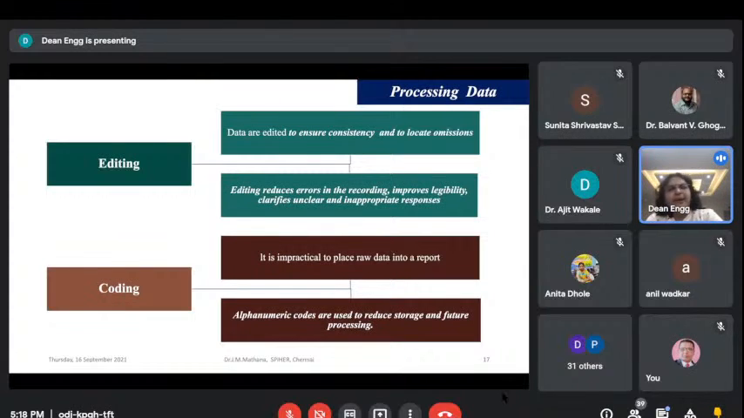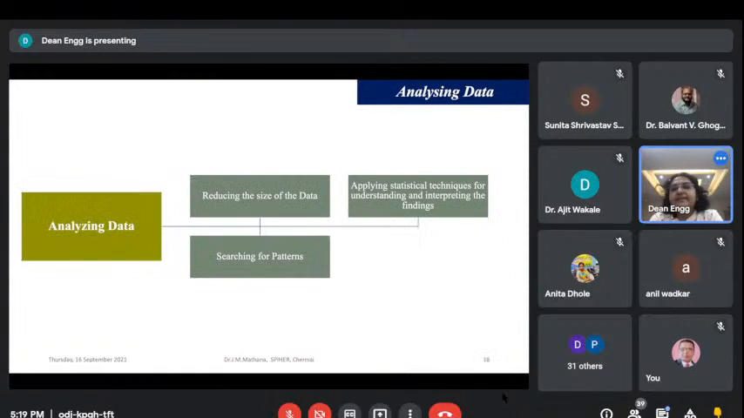See, it is not at all possible to place the raw data into the report, right? So that's why we normally use alphanumeric codes, because that will reduce the storage and is also much more useful for future processing, right? So the next one is analyzing the data.